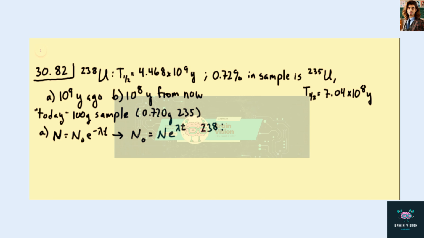So for the 238, the number of atoms is proportional to the mass, right? So we can just directly put in our 99.280 grams for 238 and 0.720 grams for the 235, and it'll all work out. So we get 115.94 grams of the 238, and 1.927 grams of the 235.